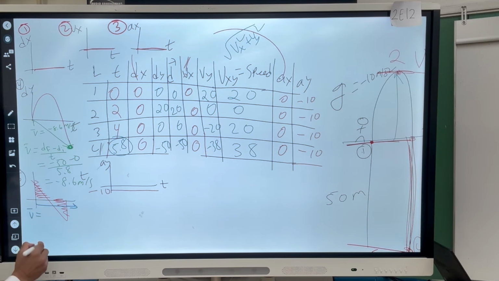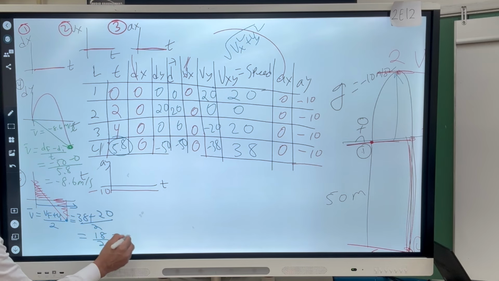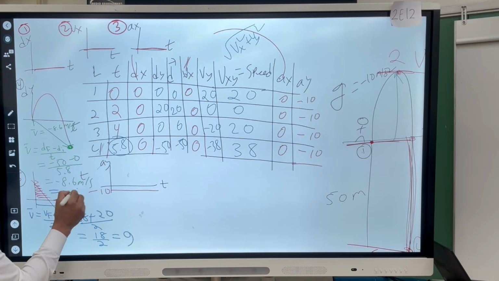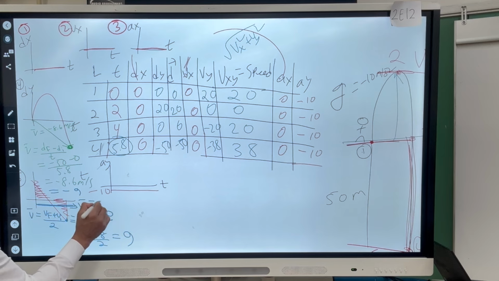Average velocity, which is Vf plus Vi over 2. What is Vf? Negative 38. What is Vi? 20. So negative 18 divided by 2, which is negative 9. Well, this is also 9. Okay, so this is average velocity, which is 9.